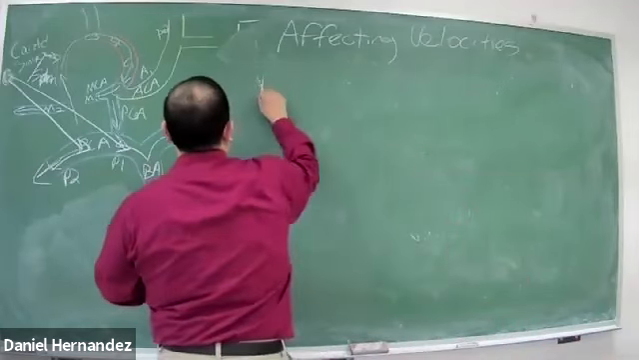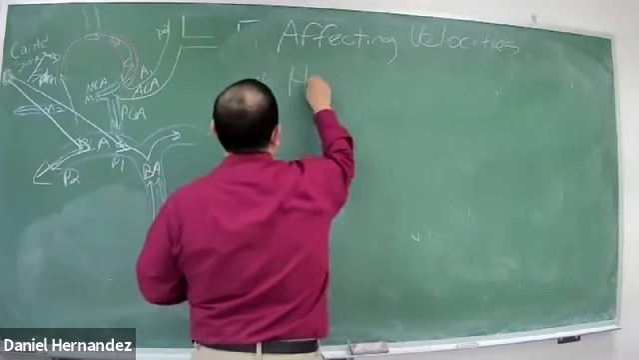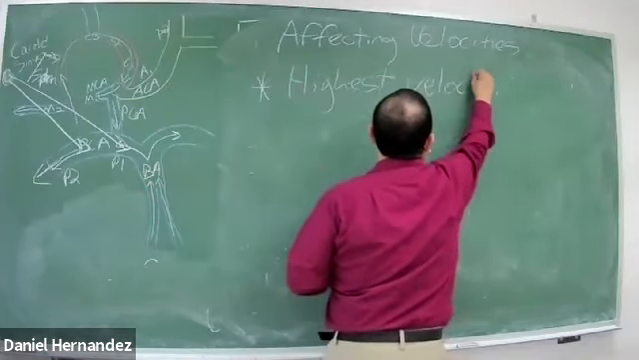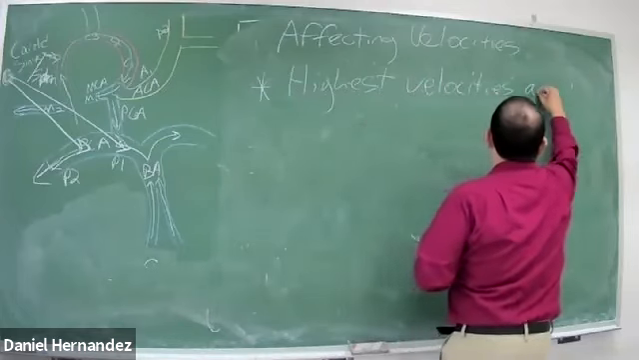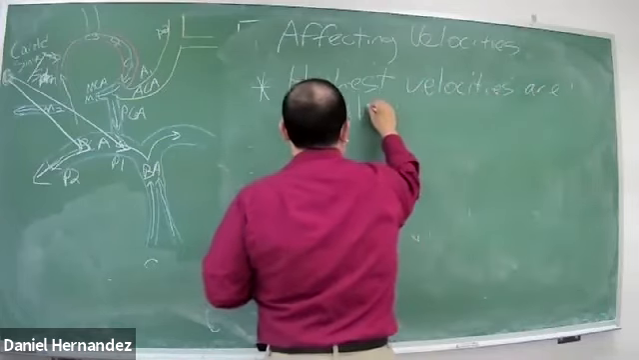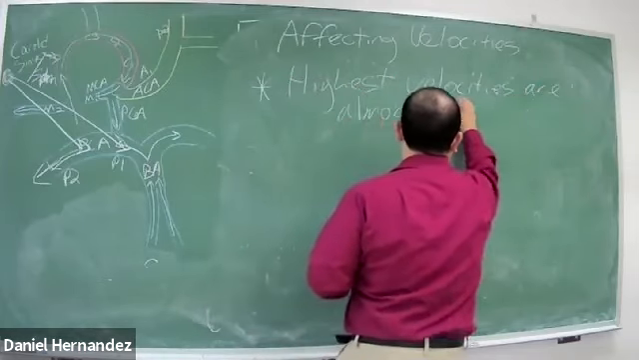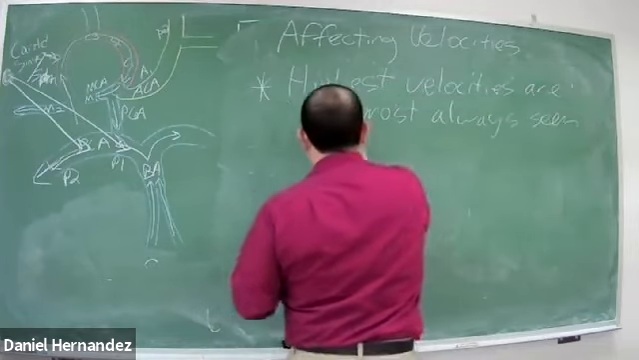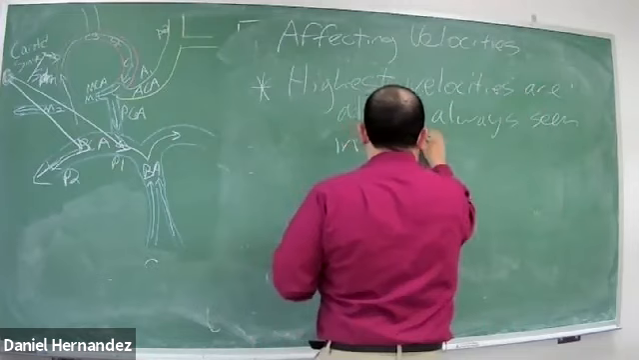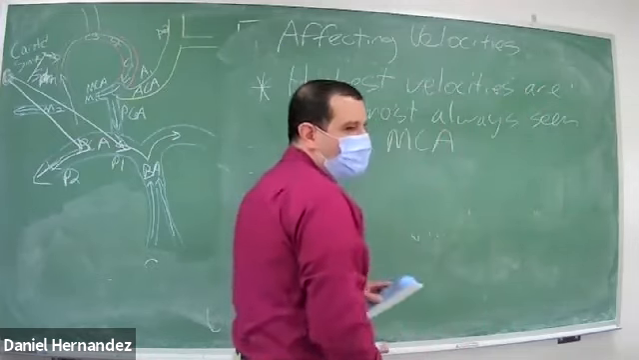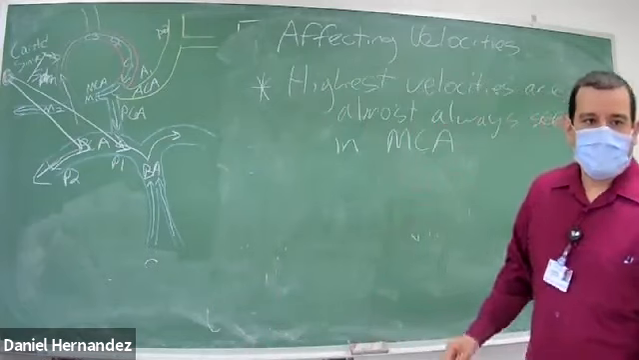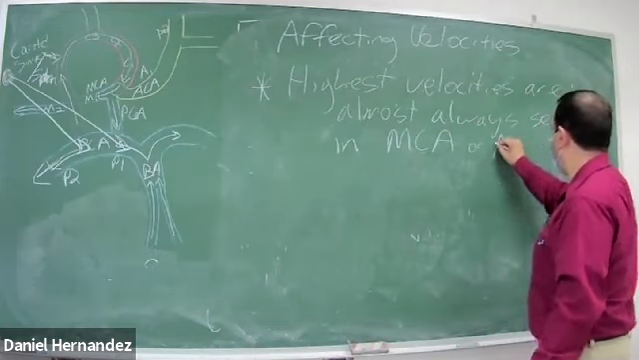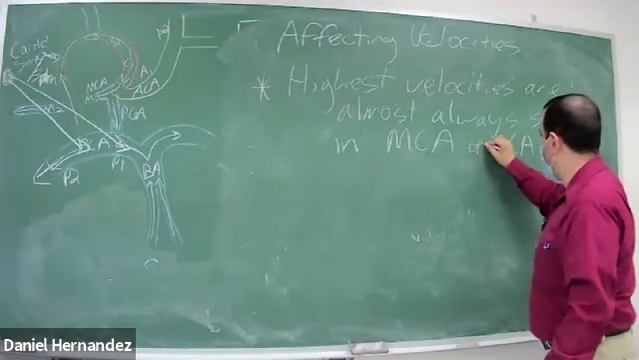So that one, highest velocities are almost always MCA, or middle cerebral artery, or ACA, anterior cerebral artery.